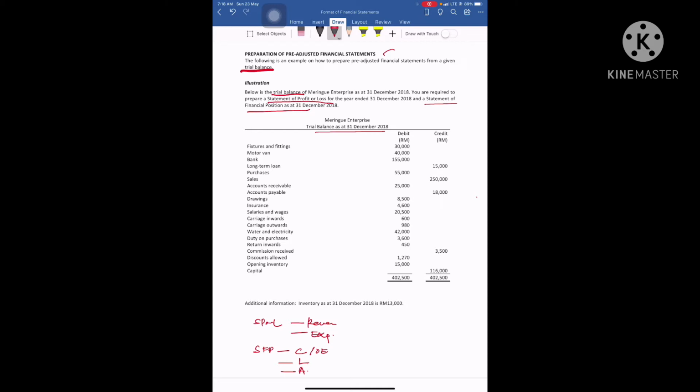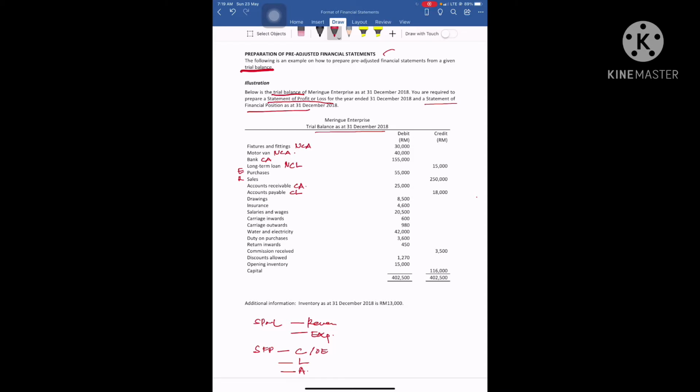Fixtures and fittings is our asset, under non-current asset. Number 2 is motor van, which is considered a non-current asset. Bank is categorized as current asset. These non-current assets and current assets fall under the statement of financial position. Long-term loan is a liability, non-current liability to be specific. Purchases will be in our expenses. Sales is also in our statement of profit or loss, but it falls under revenue. Accounts receivable is our asset, under current asset. And accounts payable is our liability, under current liability.